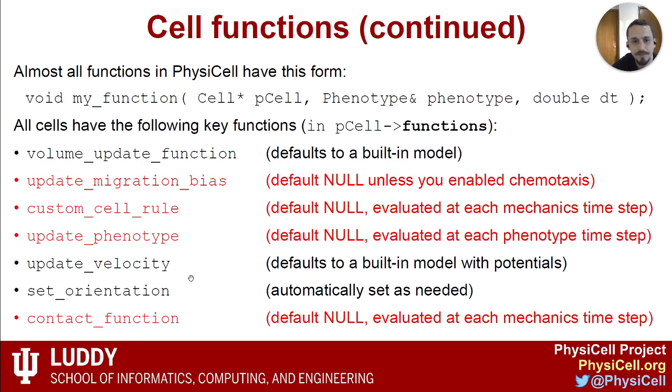The update velocity, where they compute all the forces acting on the cells and calculate the velocity. The set orientation defines the main directions, since you can actually define the planes for cell division. The contact function initially is null as well, evaluated in the mechanics time steps. All of these functions basically are evaluated according to the mechanics time step, unless the update phenotype, which has its own time step.